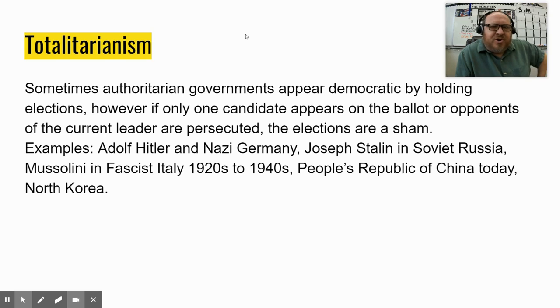So examples of totalitarianism, we don't really have a whole lot of those today other than North Korea and the People's Republic of China. So China is seen as being somewhat totalitarian. They're a little bit more like an oligarchy, which we'll talk about in a minute. But of course, Hitler's Nazi Germany, Stalin's Soviet Union, and Benito Mussolini's fascist Italy. Okay, those are all examples of totalitarianism.